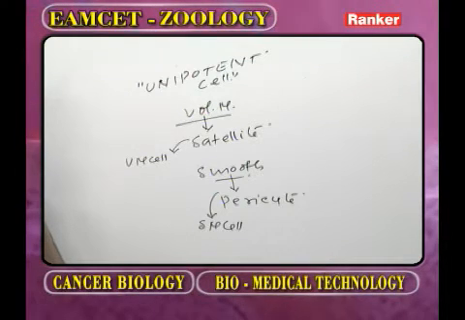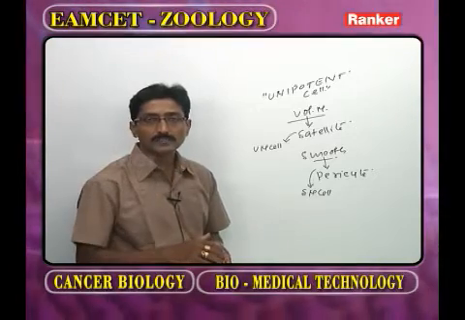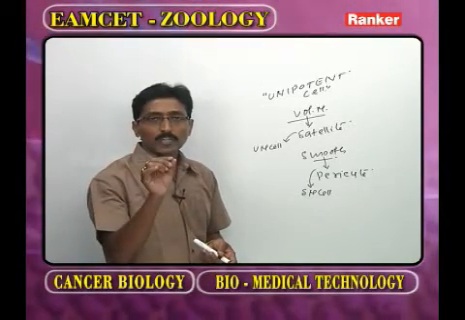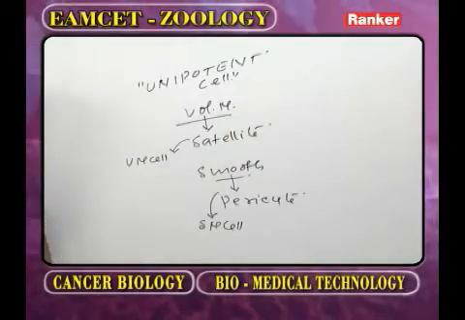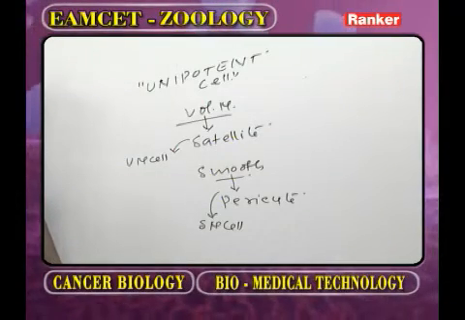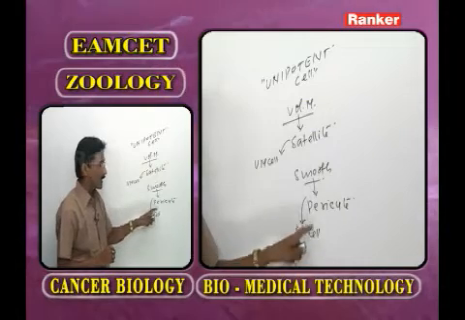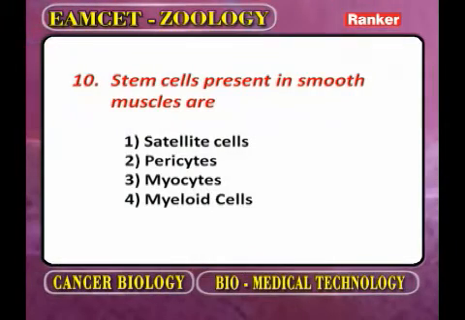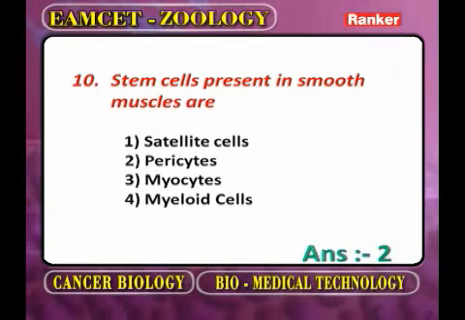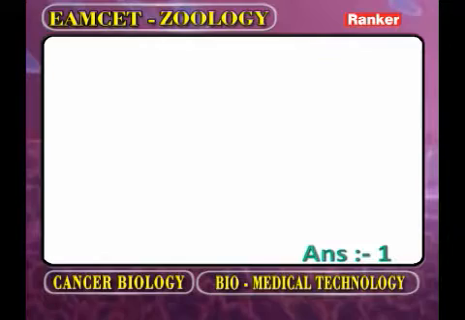Pluripotent cells give almost all but not all kinds of cells, and multipotent cells give a few kinds of cells. What about the unipotent? They always give only one kind of cell. The best examples are the satellite cell and the pericyte. Now here the question: the stem cells present in the smooth muscles are, the answer is the pericyte.